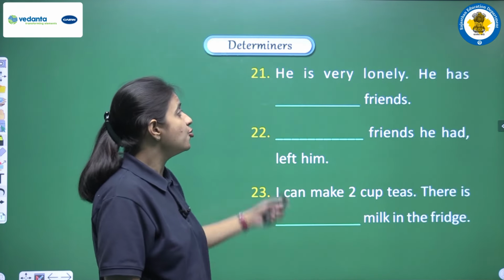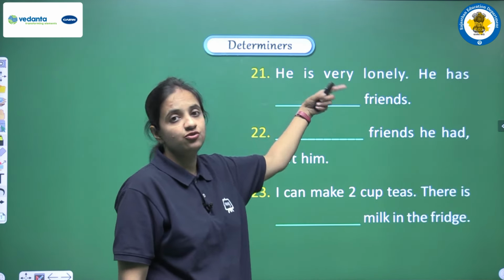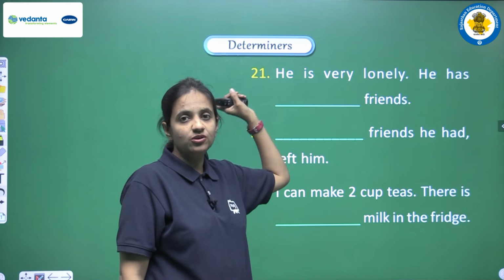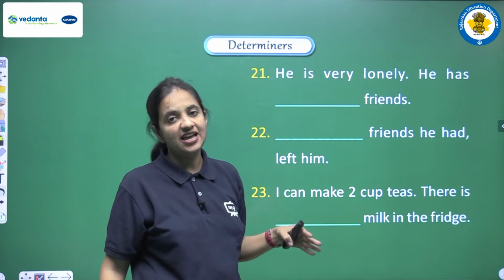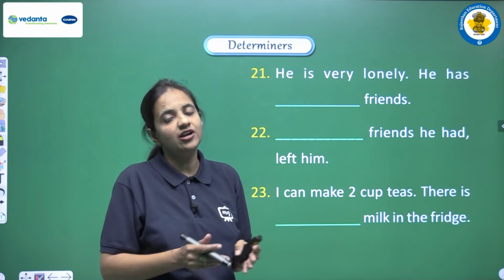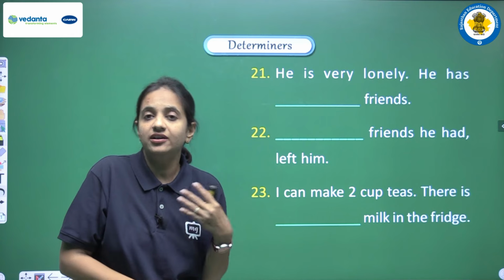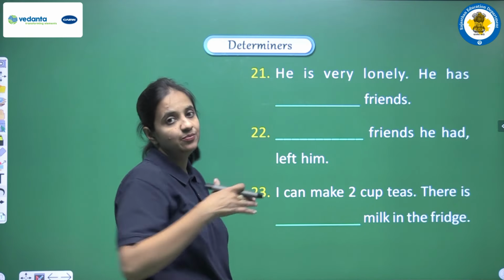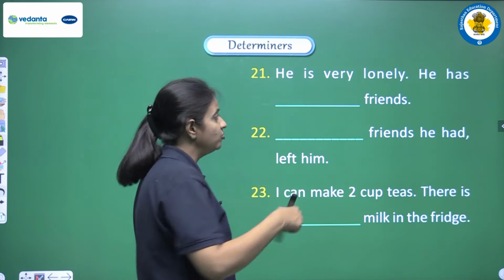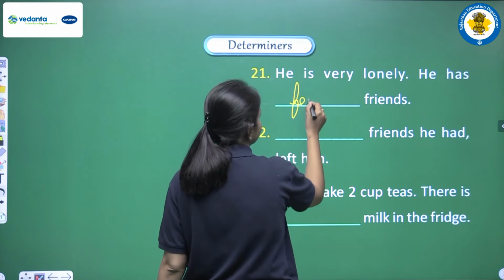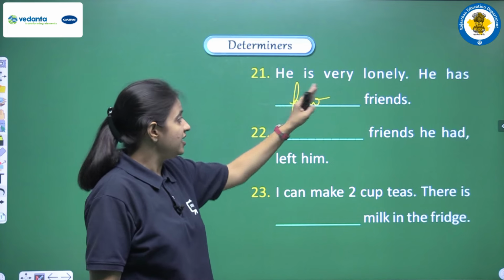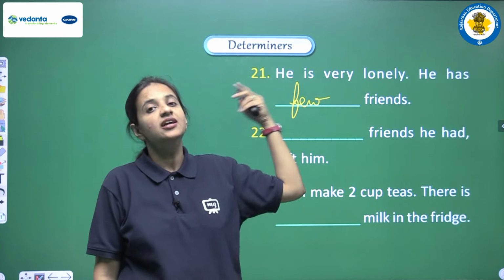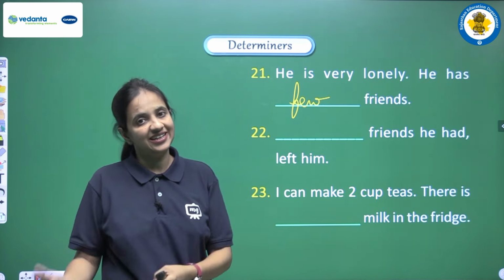Next is he is very lonely, he has friends. So now we are talking about one person that is very lonely. Why is he lonely? Because he is having no friends actually. So we want to show some negative meaning here, and friends is a countable noun. So here our answer will be few. And the sentence will be he is very lonely, he has few friends. It means nahi ke barabar, just like nothing.